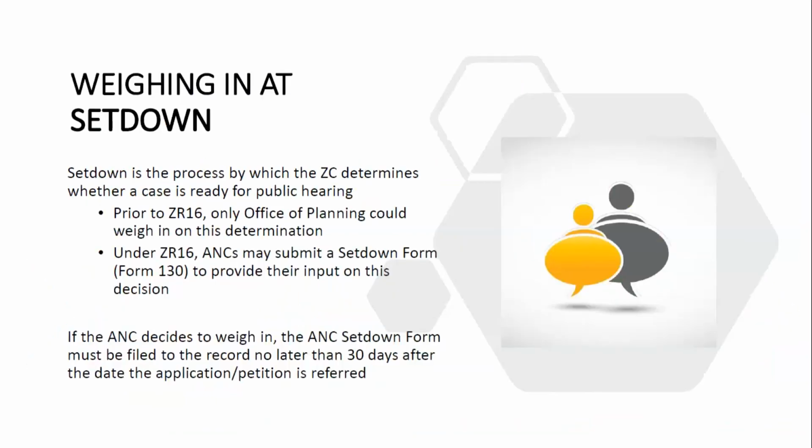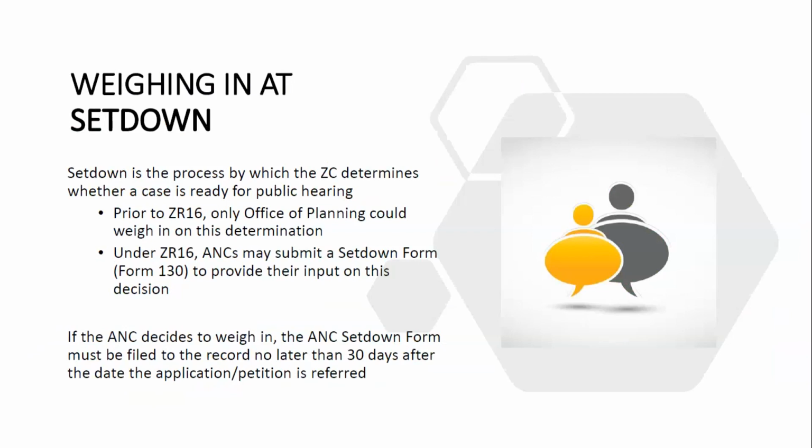So, weighing in at set down. The set down is a process by which the Zoning Commission determines whether a case is ready for public hearing. Prior to the ZR16 regulations in 2016, only the Office of Planning could weigh in on this determination. But when we went through ZR16, we decided to allow the ANCs to submit what we call a set-down form. It's Form 130, and this allows the ANCs to provide their input on this decision. If the ANC decides to weigh in, the ANC set-down form must be filed in the record no later than 30 days after the date the application or petition is referred to the ANC.